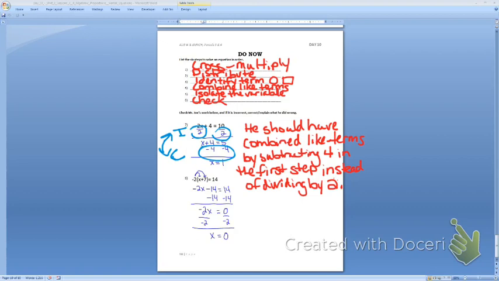In question number 8, let's look at the steps. You see the parentheses, so you know you do need to use the distributive property, and they drew arrows showing that he used the distributive property. Let's see if he multiplied correctly. Negative 2 times x is negative 2x, so that's correct. Negative 2 times 7 is negative 14, so that's correct, equals 14. So the first step he did correctly.